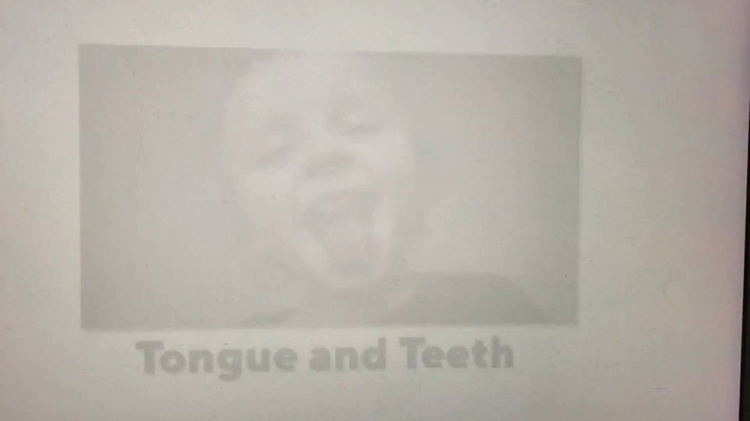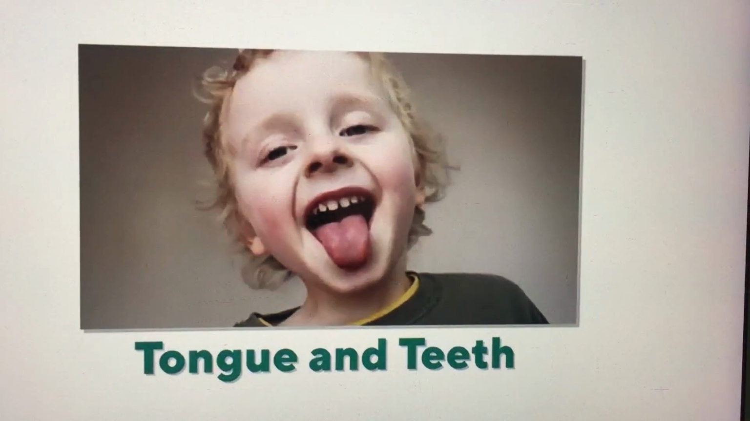I hope you had some good mangoes this season. I did. I could say it is yummy because I am able to cut the mango with my teeth and taste it with my tongue. Today, we are going to learn about our tongue and teeth.